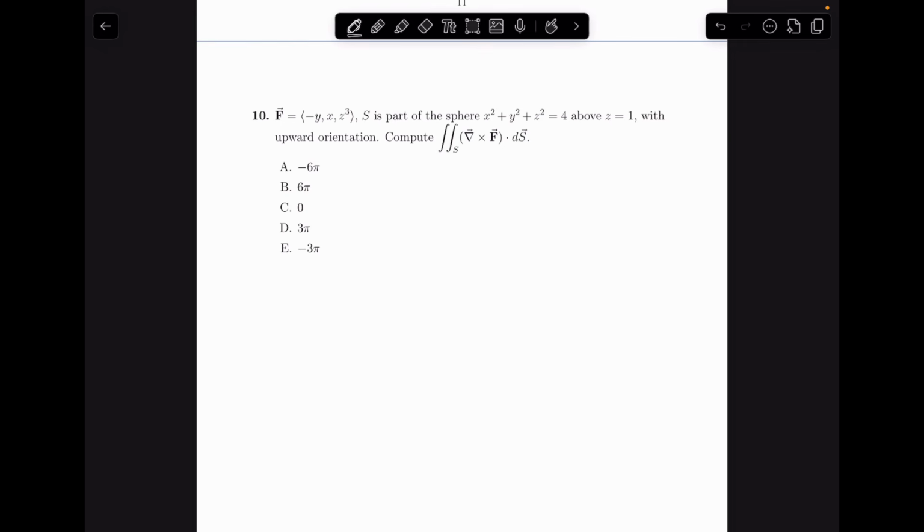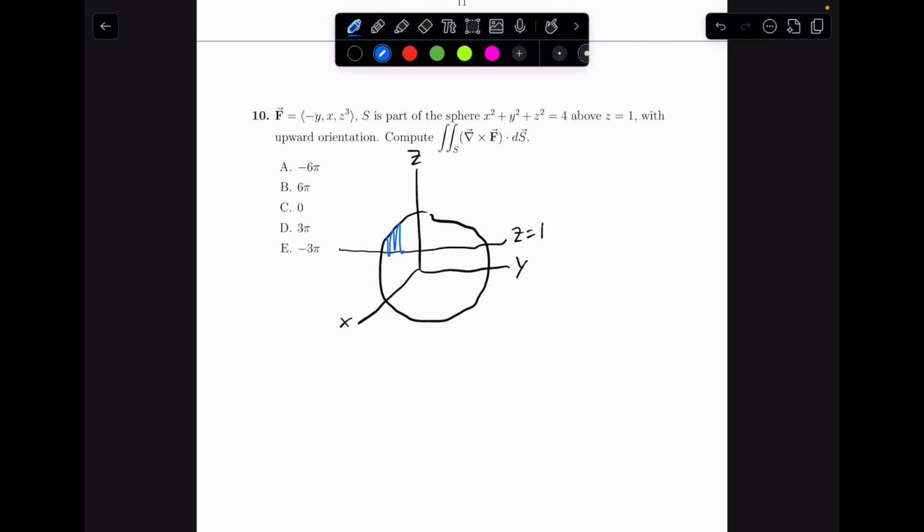Question 10: F equals negative y, x, z cubed. S is part of the sphere x squared plus y squared plus z squared equals 4, above z equals 1, with upward orientation, and we're asked to compute the surface integral of del cross F dS. Okay, well, I think it always helps to draw a sketch of the region. So we have the x, y, z plane. We have that sphere of radius 4, and then we have our plane z equals 1. The region we're after is this upper part right here, because the problem says above that plane.